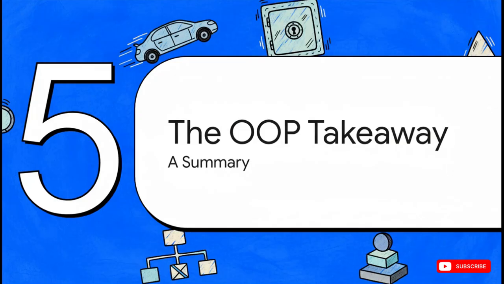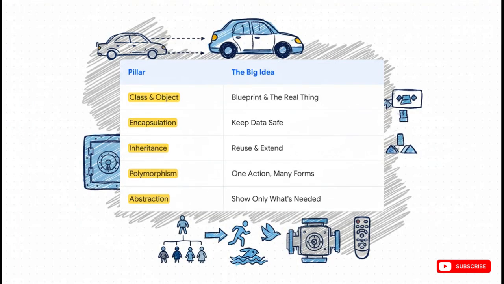All right, let's wrap this all up. Let's bring it all home. What's the big picture here with these 5 pillars? And here it is, the whole shebang. We've got class and object, our blueprint and the real thing. We've got encapsulation, which is all about keeping data safe, inheritance for reusing and extending what we've already built, polymorphism, letting one action have many forms, and finally, abstraction, which is all about showing only what's needed. When you put them all together, you get a powerful way to build software that's strong, flexible, and just plain easier to wrap your head around.